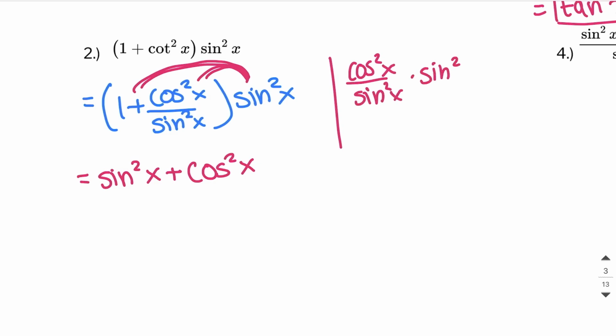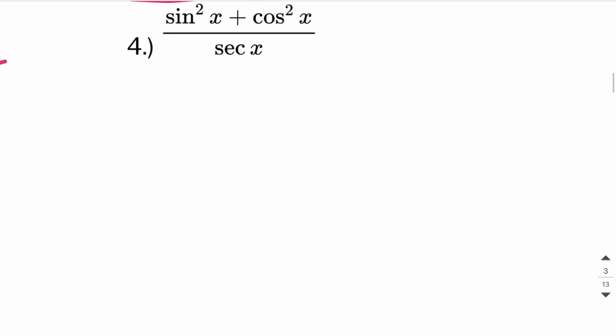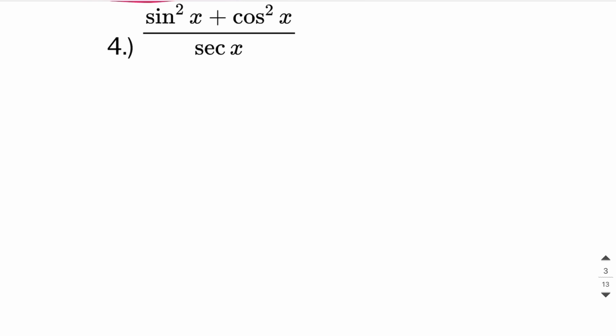Just writing this on the side. Hopefully you'll see that those cancel out. So you get cosine squared x. And we know sine squared x plus cosine squared x is 1. Boom, done. All right, in this last example, we want to simplify this as well.